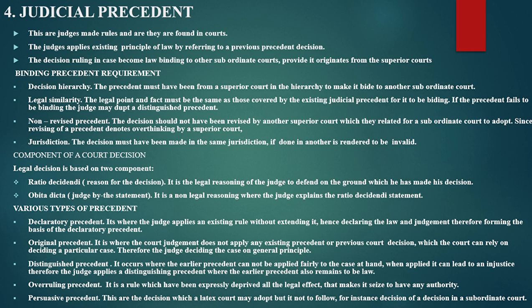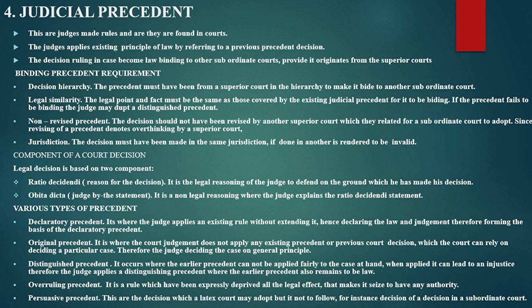The legal similarity. The legal point and facts must be the same as those covered by the existing judicial precedent for it to be binding. If the precedent fails to be binding, the judge may adopt a distinguished precedent. For instance, the judge cannot be forced to adopt a case based on murder on a case based on rape. Those are two different judicial precedent cases, which he cannot be compelled to use. If on the table he has a case on murder, he cannot adopt a precedent on rape to make judgment on that case.